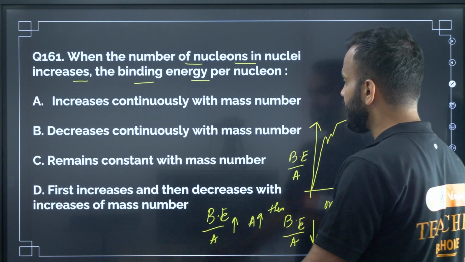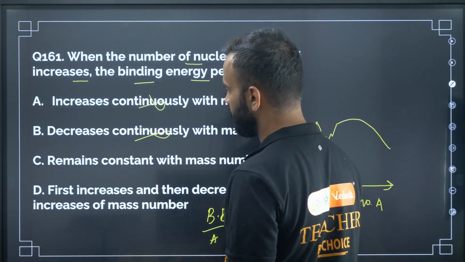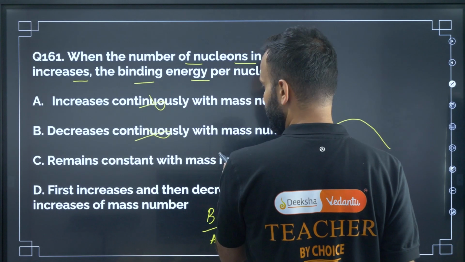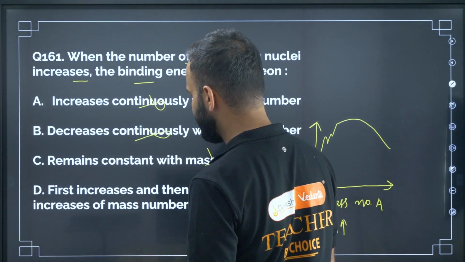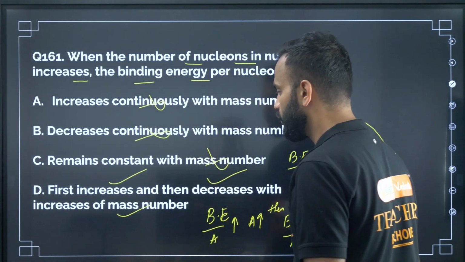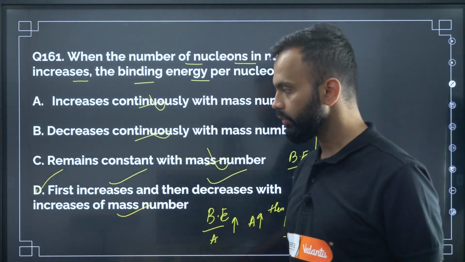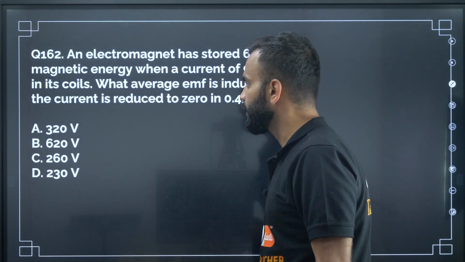So option A says increases continuously with mass number, wrong. Option B, decreases continuously with mass number, wrong. Option C, remains constant with mass number, wrong. Option D says first increases, correct, and then decreases with the increase of mass number, correct. So option D is the correct answer. Okay, question number 162.